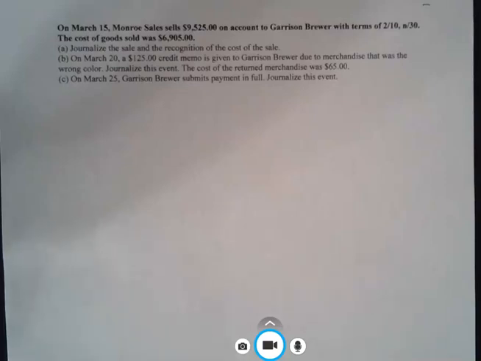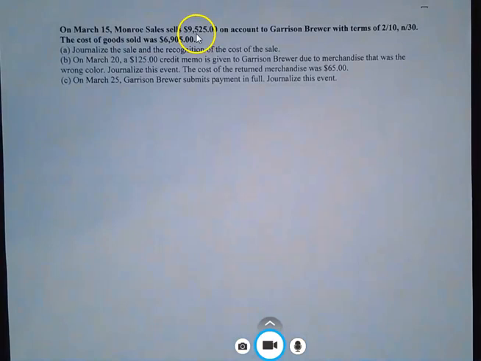All right, so let's look at a scenario to finish up our second handout. We've got a lot going on here, it looks like. It says on March the 15th, Monroe sells $9,525 of merchandise on account to Garrison Brewer with terms of 2/10, net 30. Cost of goods sold was $6,905. And it says here, journalize the sale and the recognition of the cost of the sale.